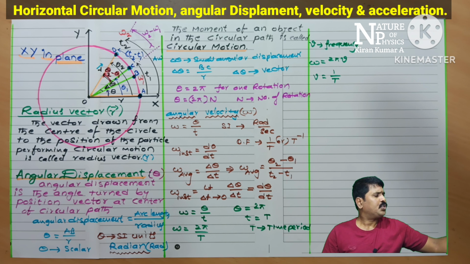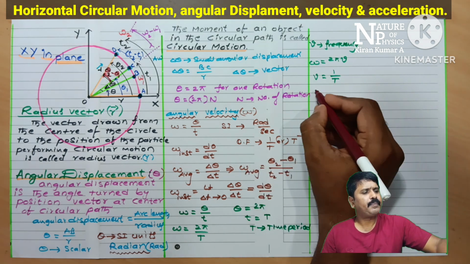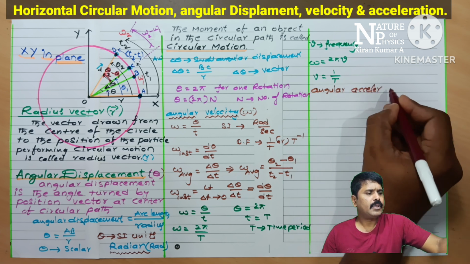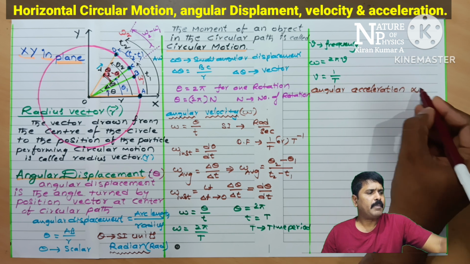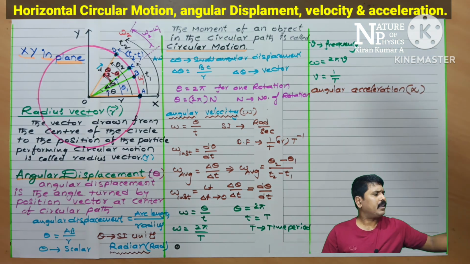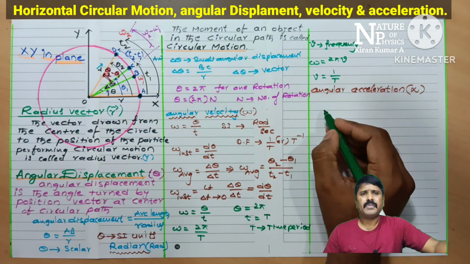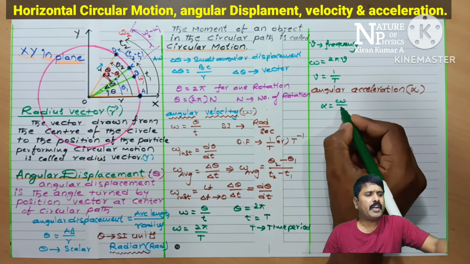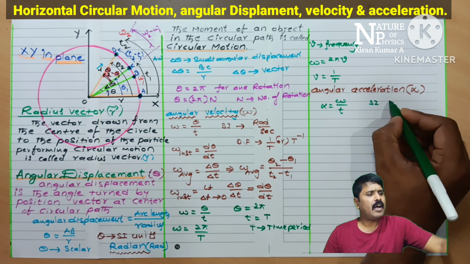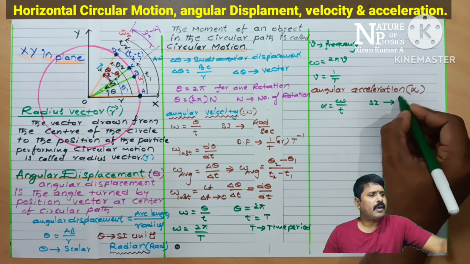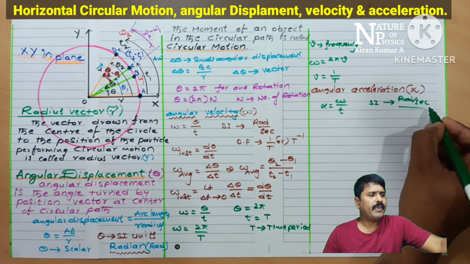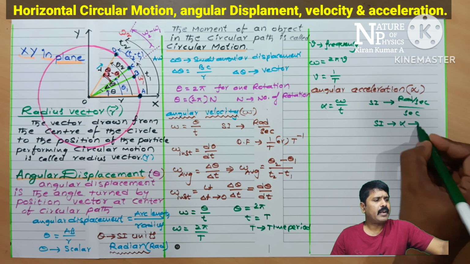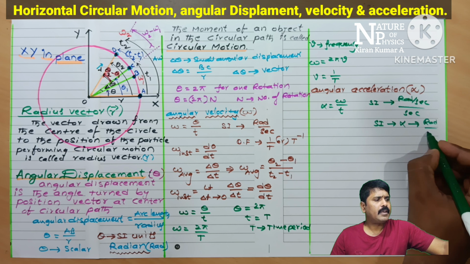And next is angular acceleration, student. Angular acceleration is represented by the letter alpha, student. For angular acceleration, the rate of change of angular velocity is called angular acceleration alpha, which is equal to omega divided by t, student. The SI unit of omega is radian per second and the denominator is second, so the SI unit of alpha we can write as radian per second square, student.